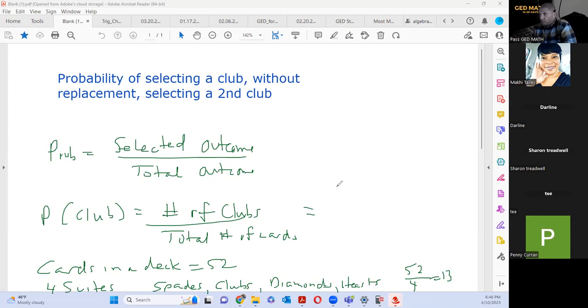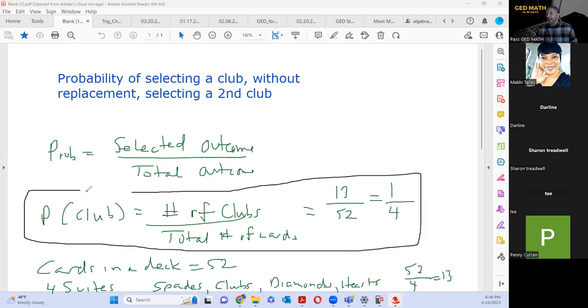There are 13 clubs in the deck. How many total cards are there in the deck? 52. So 13 goes into 13 once, and 13 goes into 52 four times. So the probability of picking a club is 1 out of 4. Why? Because there are 13 clubs and 52 total cards.